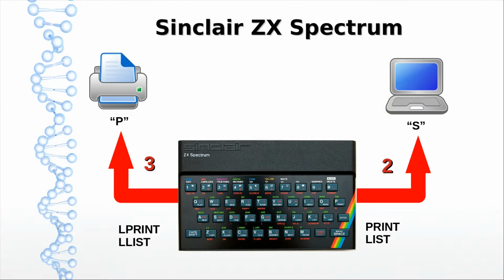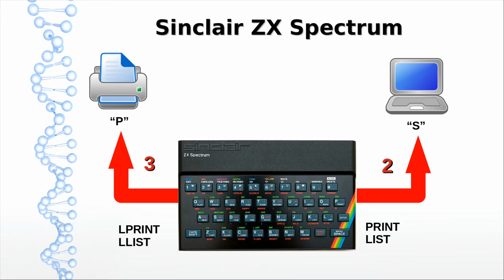Now, the Spectrum had devices like a keyboard, a screen, and sometimes even a printer. These were called channels and were identified by a single letter. And you had bit streams that were coming from or going to these devices. These were called streams and identified by a number.